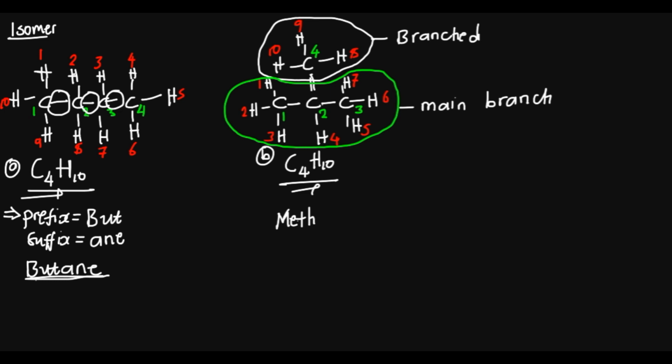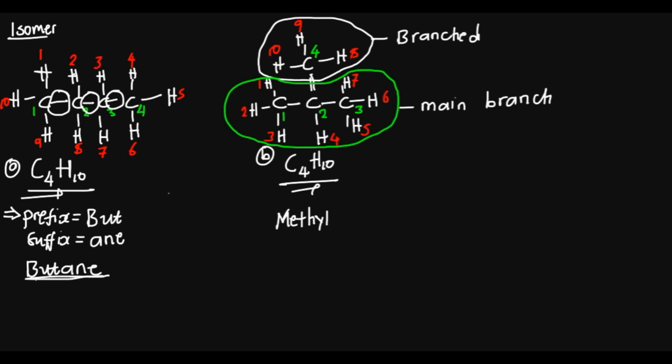We have meth. Now the rule here is that a branch is a single carbon atom or chain of single-bonded atoms that are joined up with a main chain. After you identify the prefix for the branch, you need to add YL. So this becomes methyl. If it were eth, it would be ethyl, then propyl. That's a pattern. Whatever prefix you get from the branch, you need to add YL.